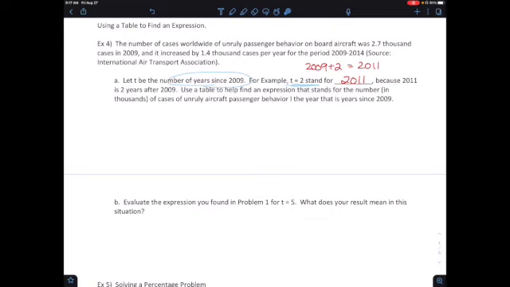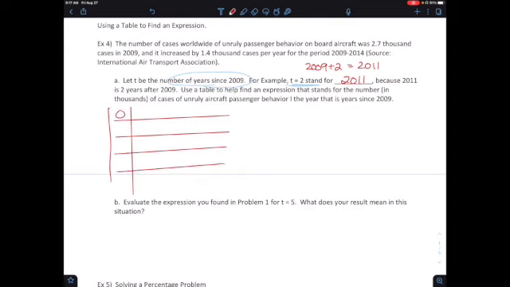So here's the table we want to do: 0, 1, 2, 3. 0 is year 2009, and then 2010 is going to be 1, 2, 3, and I'm going to use a T to set up the table. The first one starts off at 2.7 thousand in 2009, and every year after that it increases by 1.4. So the first one didn't increase, it's just the number itself. Plus 1.4, we didn't do anything, but starting from that year on, it increased by 1.4.